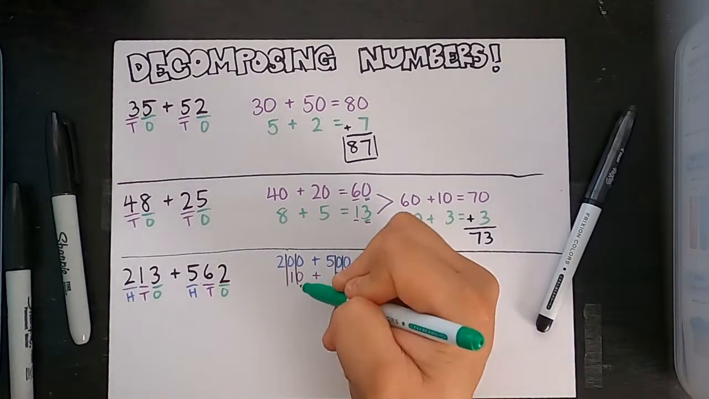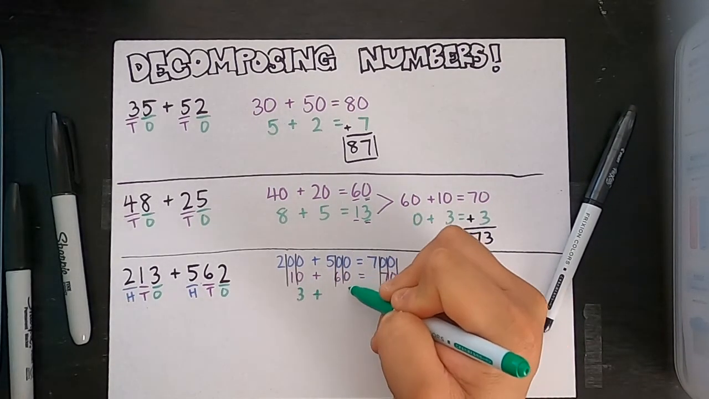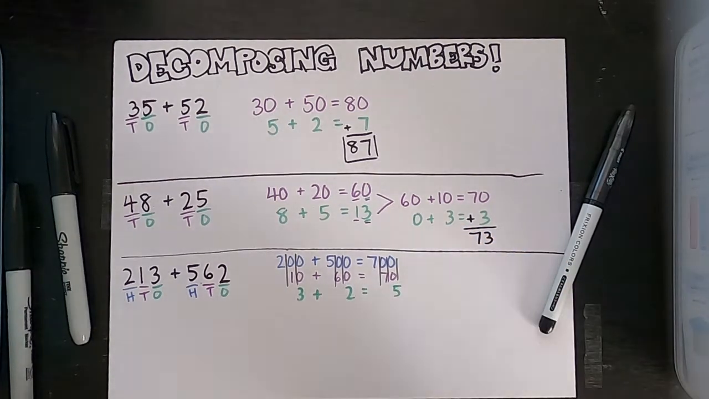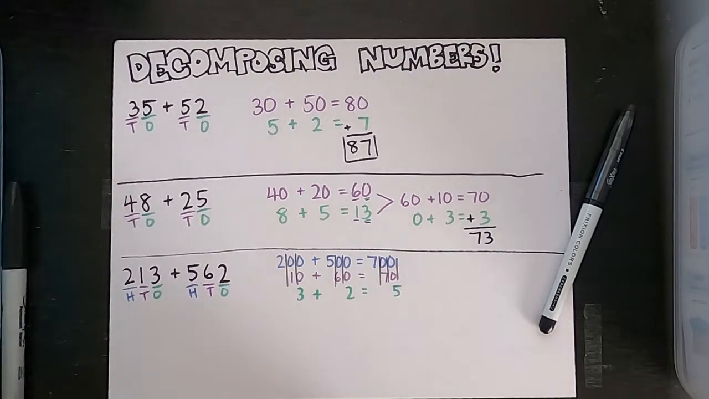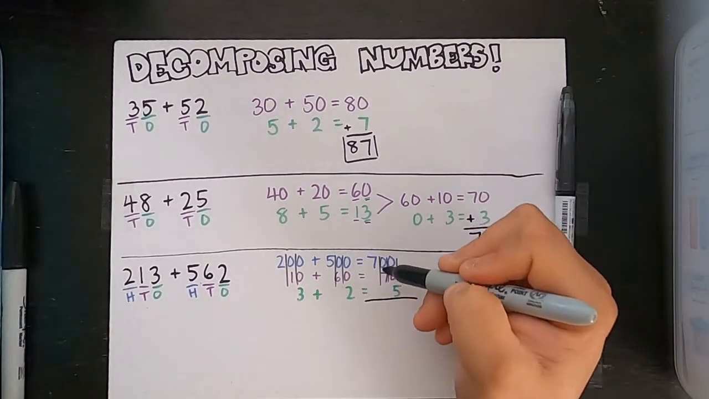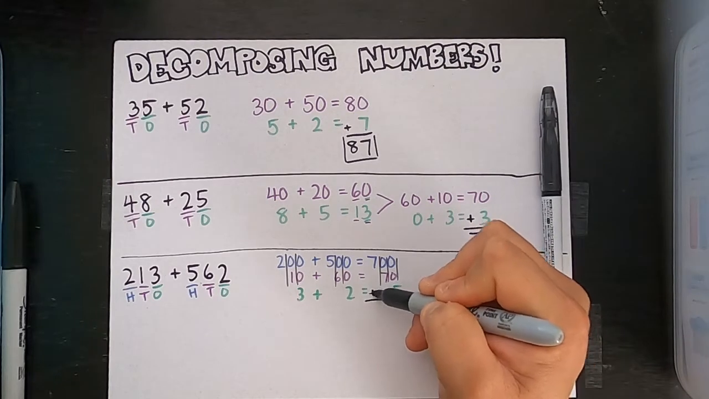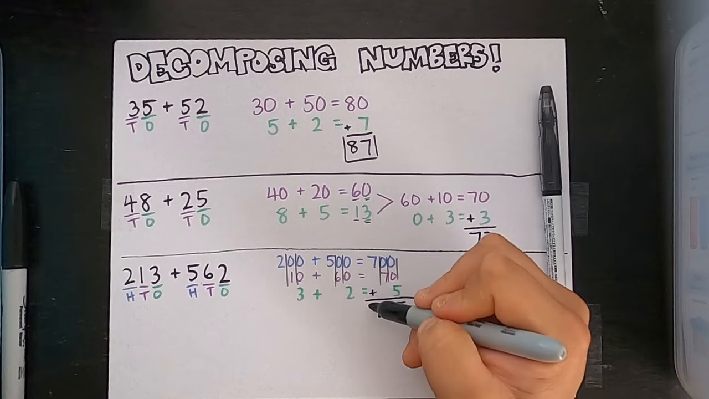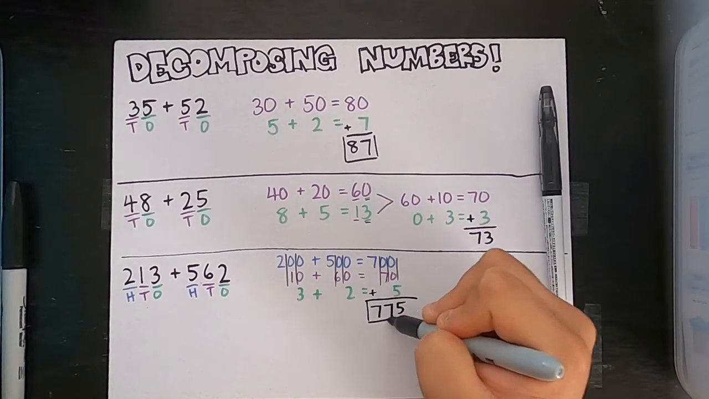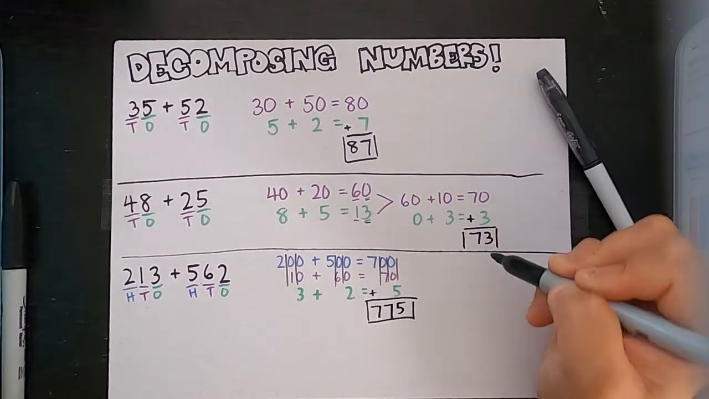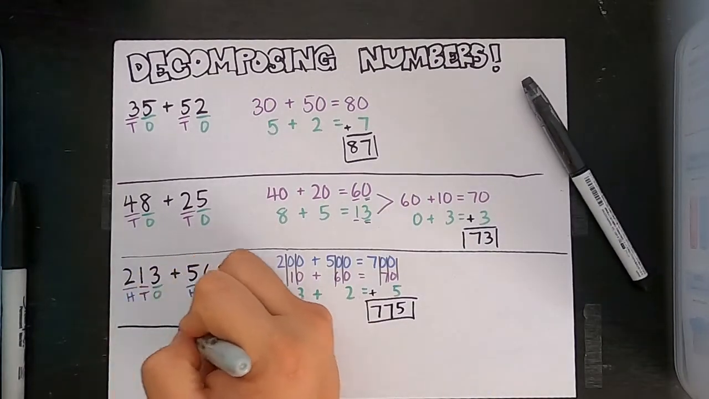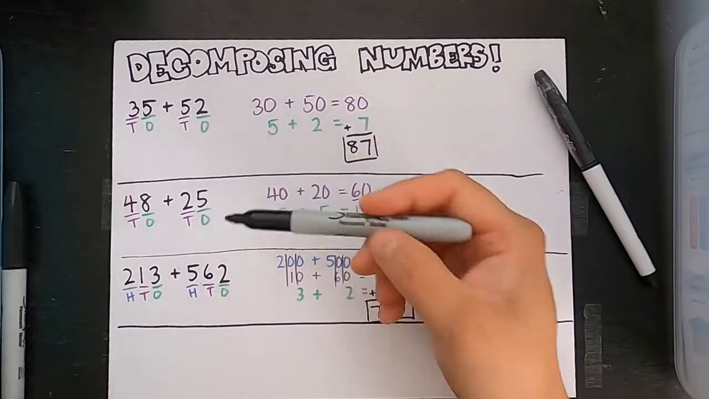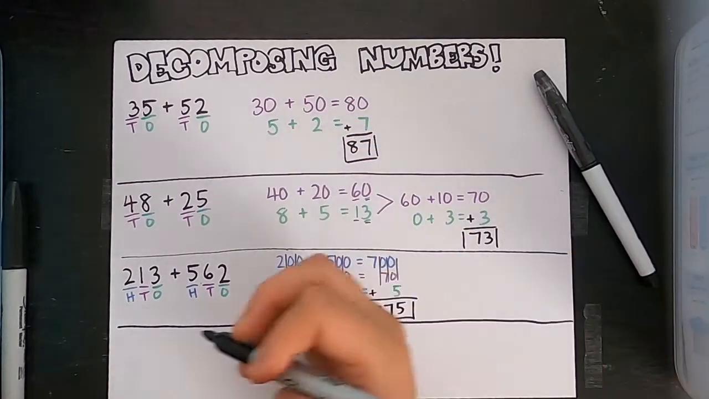Okay, now let's get the ones. 3 ones plus 2 ones equals 5 ones. So now all I have to do is add up these numbers. And it's almost like you're reading them. 775. Oh, so simple. All right. But these ones were a little simple because we didn't have to regroup again. No regrouping, regrouping, no regrouping. Now it's time to regroup.